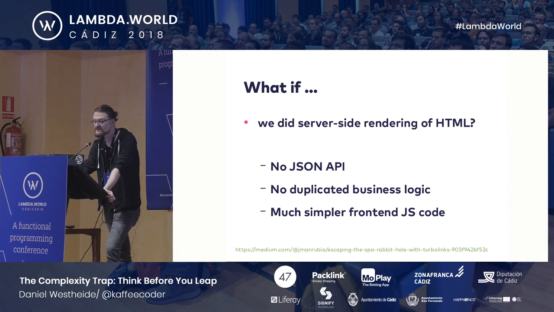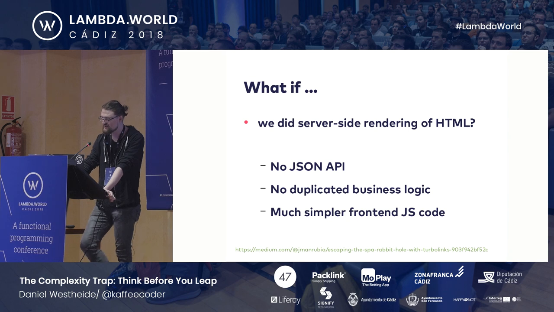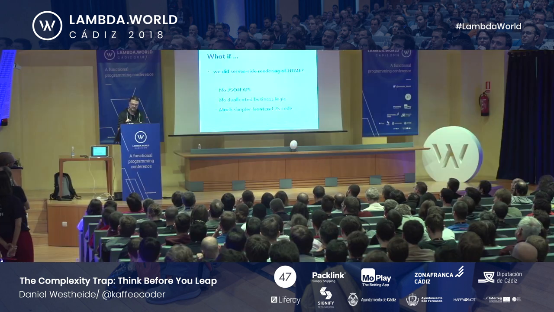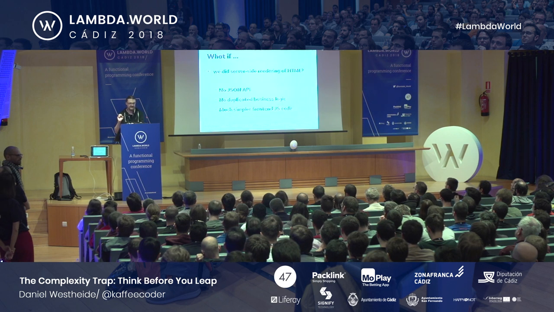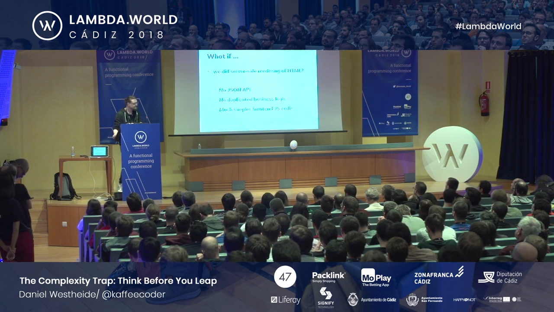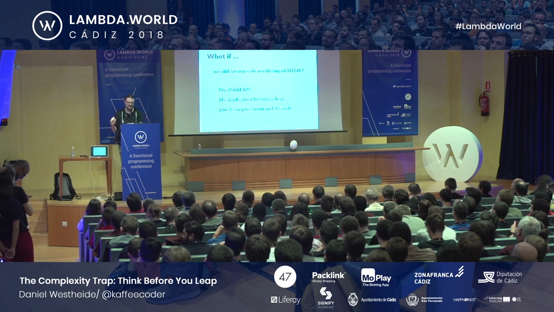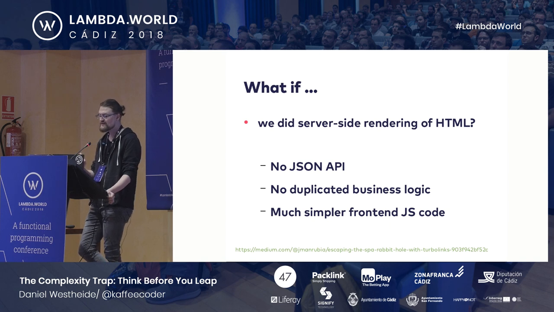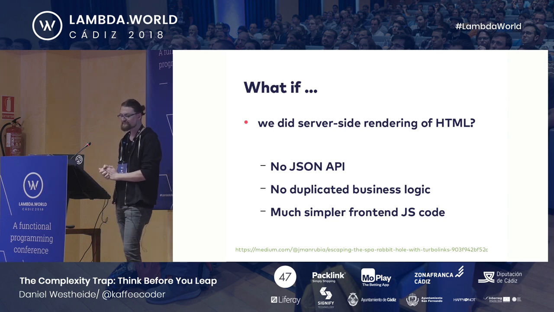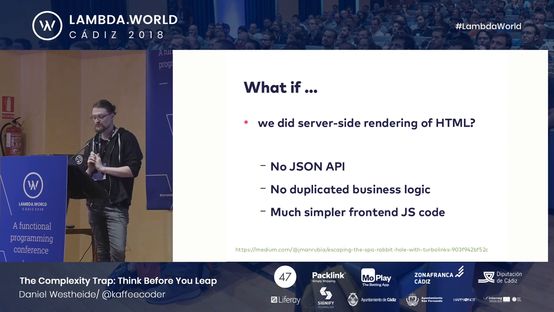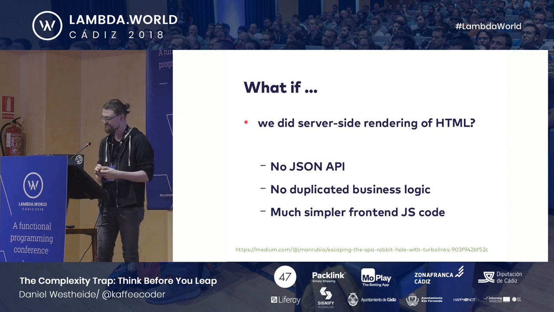Now, suddenly, we have no need to design an evolvable JSON API anymore, which also means no need for JSON codecs. And that's just what you get on the server side. Another consequence is we have no SPA anymore. So this is one complete non-trivial piece of software less to maintain. It also means faster initial load times and no duplication of business logic anymore between backend and frontend. So to summarize, we have a dramatically reduced complexity of our frontend JavaScript code.